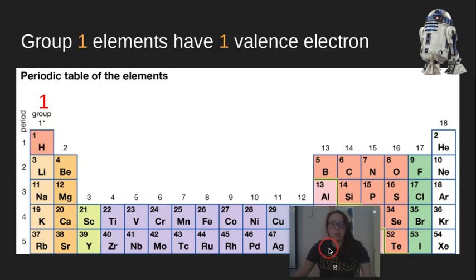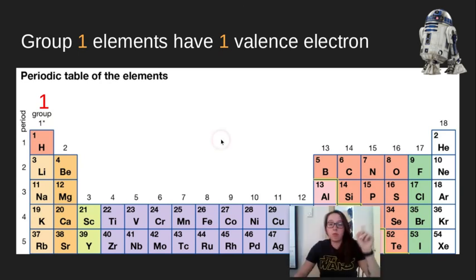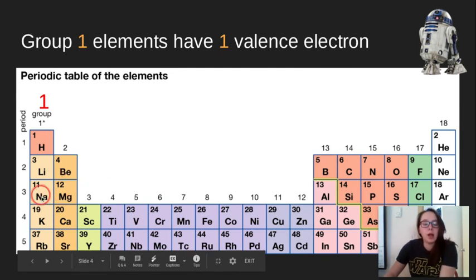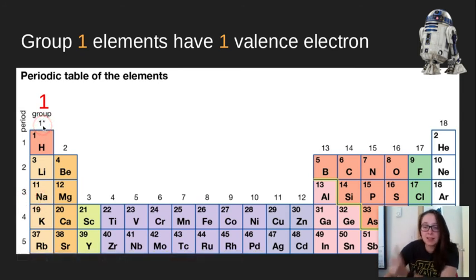So group 1 elements have 1 valence electron. Like I just said, if I ask how many valence electrons sodium has, congratulations. Here's sodium. It's in group 1. It has 1 valence electron. Now, in your fill-in notes, I highly suggest you not only fill in this one and this one here, but you write down the numbers in the periodic table that I'm about to show you.